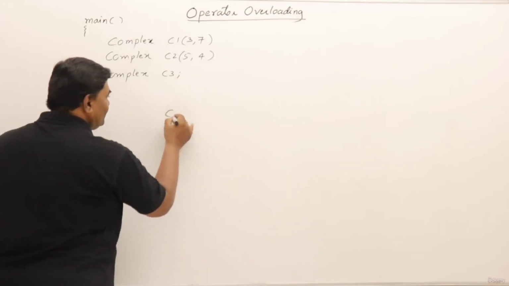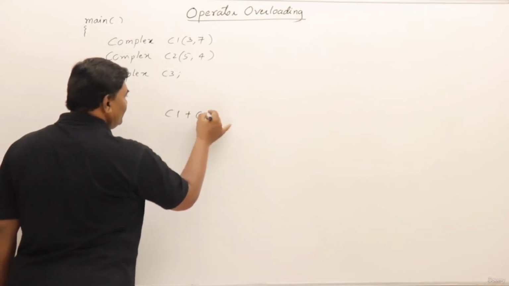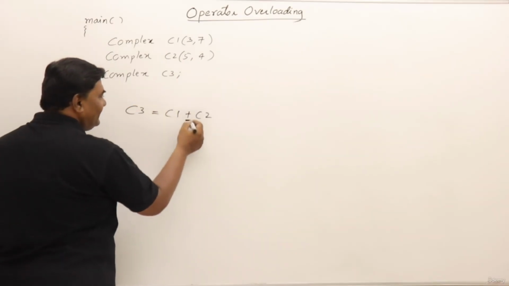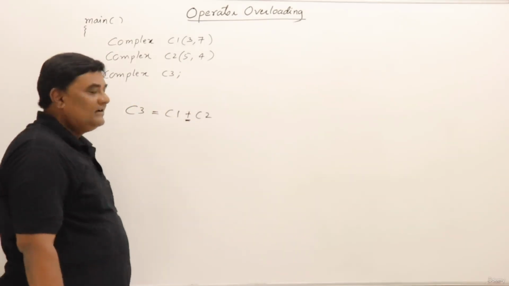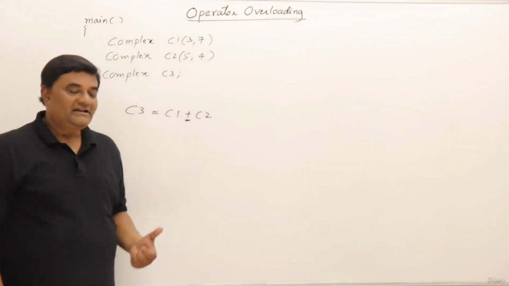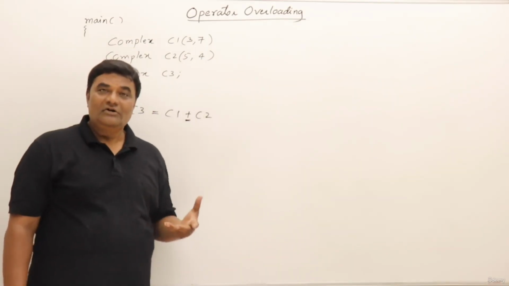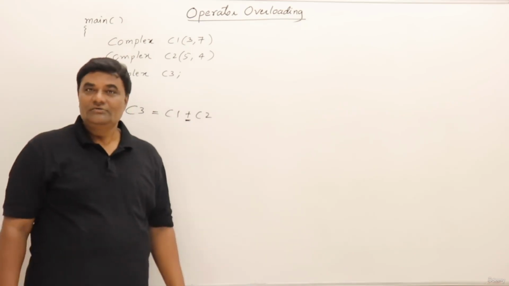Suppose I want to add two complex numbers C1, C2. Then the result is in C3. So already we have seen how to overload the plus operator. Now at that time the idea was that either C1 will add or C2 will add. Now we want somebody else to add two complex numbers.